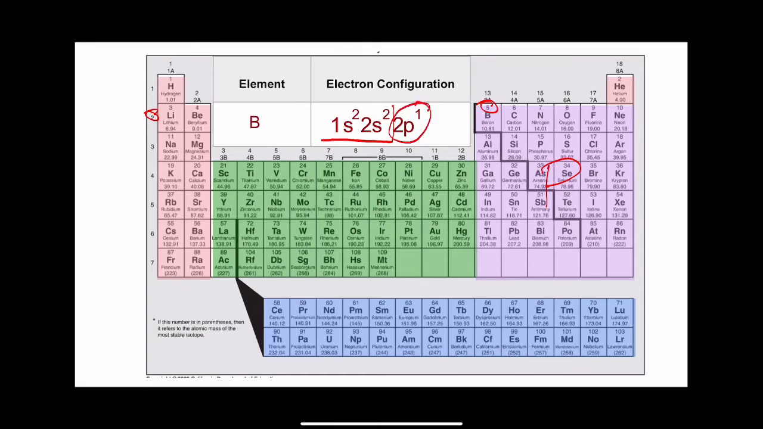Again, we can't just say 2p1 because we're not just showing the electron that's been plopped right in the center. We are showing the entire configuration, where we were or what we had to get through to get to where we are now. So again, for boron, 1s2, 2s2, 2p1.